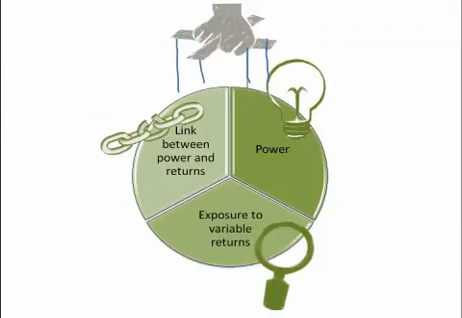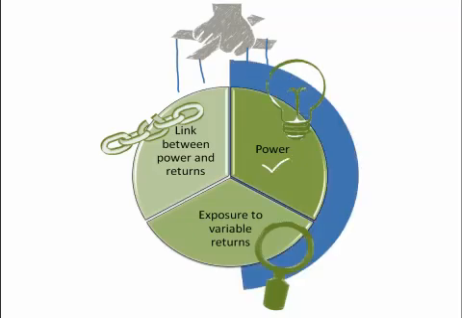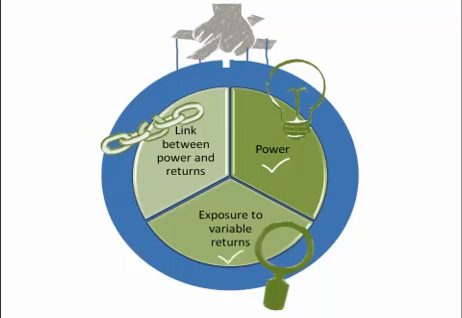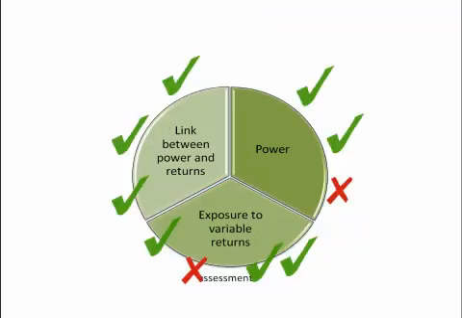Control therefore consists of three elements. These elements are power over the investee, exposure to variable returns, and a link between the power over the investee and the variable returns received by the investor. All three elements of the definition need to be present before you can conclude that an investor controls an investee.